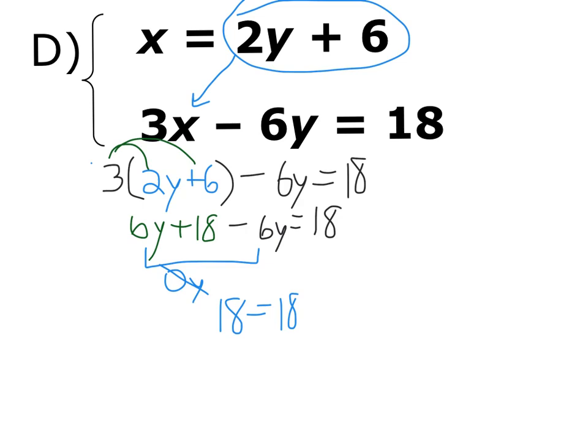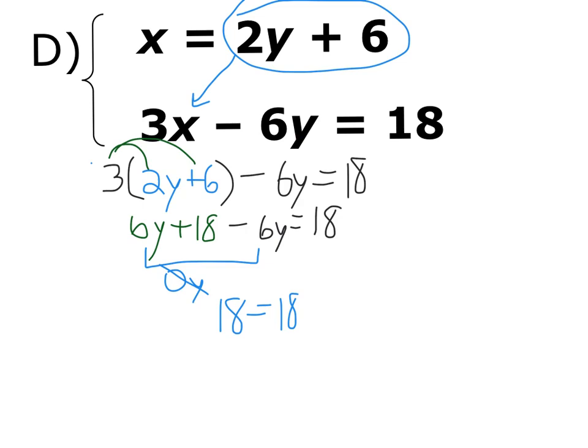The question then is, what does this mean? Since the x and y are canceled, the question is: is this statement true? Does 18 equal 18? Since it does, this implies that every x and y value that works for the top equation will also work for the bottom equation.